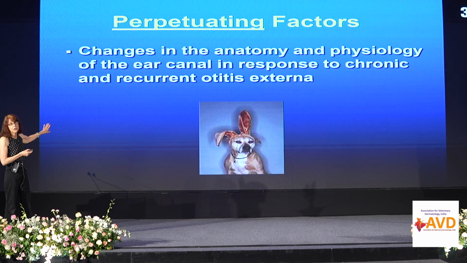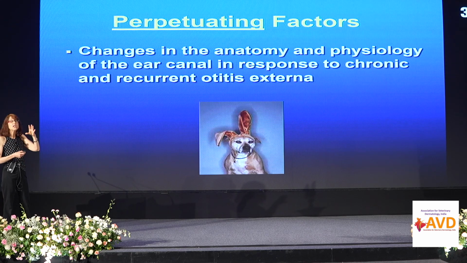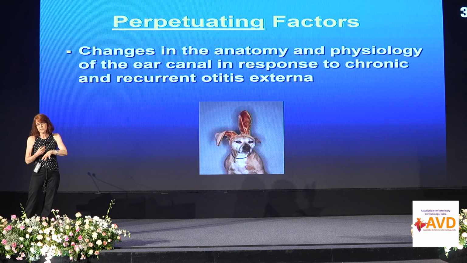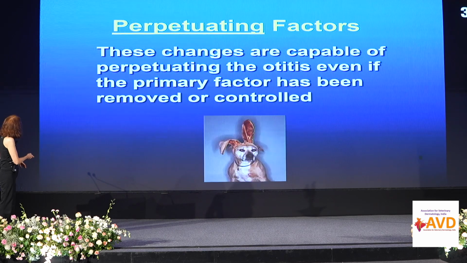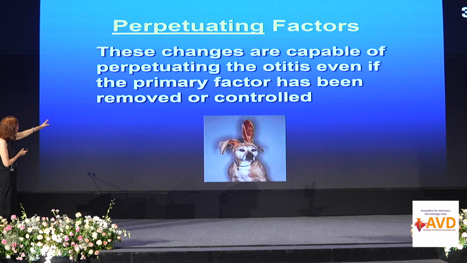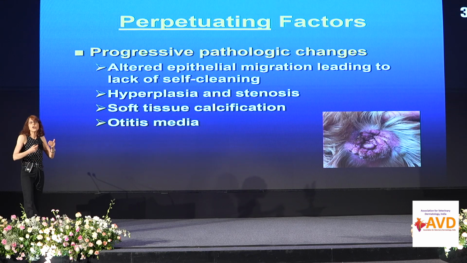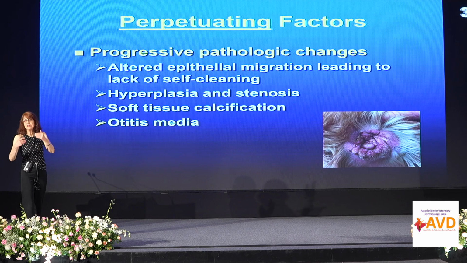Perpetuating factors, those are the factors that we all have to prevent, because if you allow an otitis to become chronic, there are significant changes that are difficult to revert. And those changes will make it much more difficult for you to treat that otitis, leading to a persistent otitis. And again, more prone to recurrences of otitis, okay? These changes are capable of perpetuating the otitis, even if that primary factor has been removed or controlled. So we are basically talking here about hyperplastic and stenotic ear canals that occur if you don't manage that otitis properly.